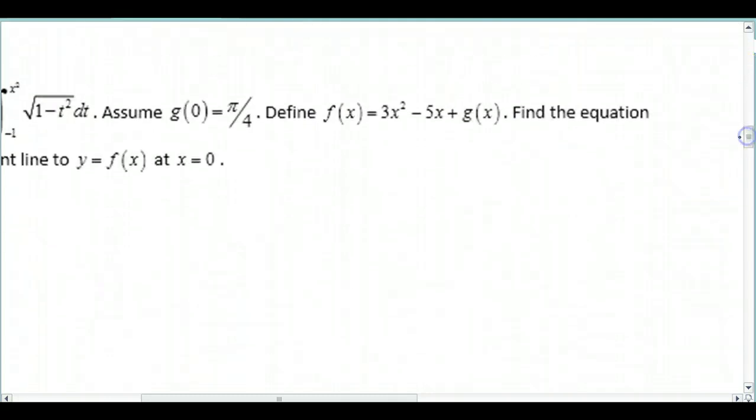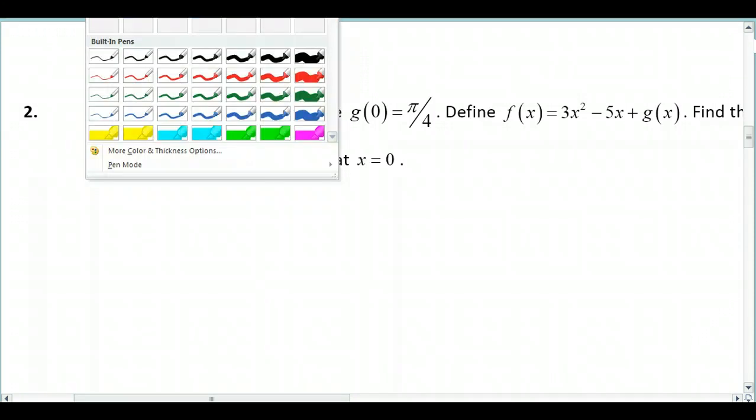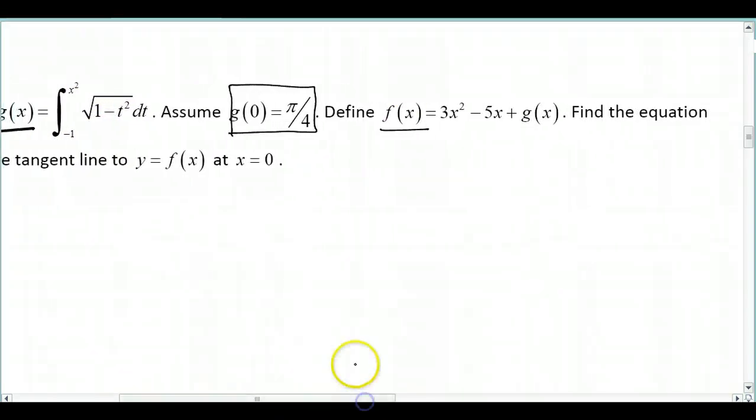Second one, let's look at this one. You're given two functions here. You're given the function g, that's on the famous color right here, and you're given the function f. Moreover, you're given an output of the function g. Now the function g is given with an integral, so I'm thinking fundamental theorem of calculus second part. We'll see how that works. And also f is defined in terms of g.